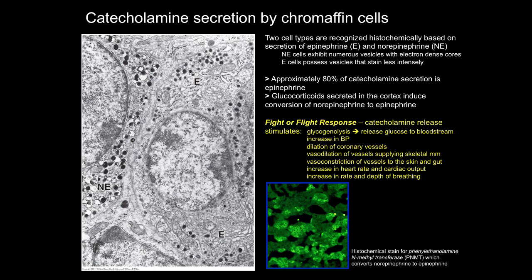You're going to talk about the fight or flight response in physiology. The fight or flight response is related to catecholamine release. When catecholamines are released, this will stimulate glycogenolysis. That will release glucose to the bloodstream. You'll get an increase in blood pressure. You'll get dilation of the coronary vessels. There'll be vasodilation of vessels supplying skeletal muscle. There'll be vasoconstriction of the vessels that supply the skin and the gut. There'll be an increased heart rate and cardiac output, and an increase in rate and depth of breathing.